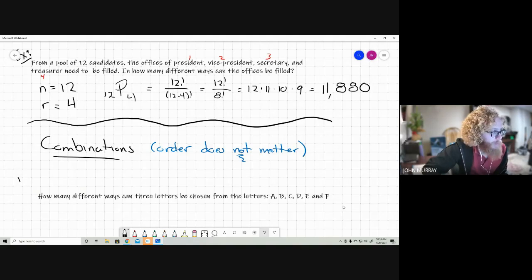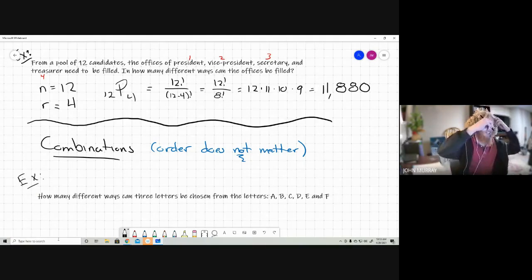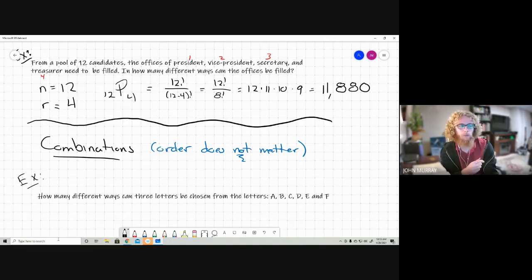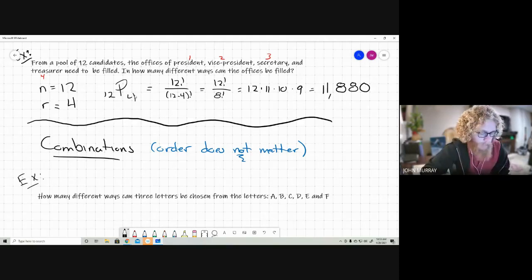I hate how it makes boxes and circles when I don't want it to. Okay. So this is similar to something that we saw, I think, on Monday, but slightly different. How many different ways can 3 letters be chosen from the letters A, B, C, D, E, and F? So before when I asked this, it was how many different arrangements can there be of A, B, C, D, E, and F? Okay, so here the order doesn't matter in how we pick it.